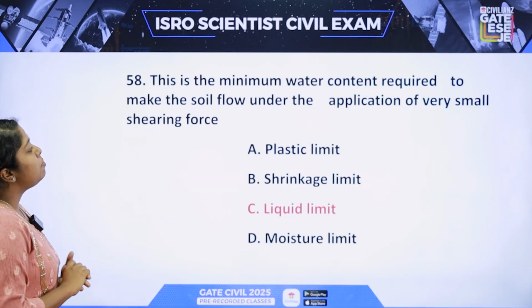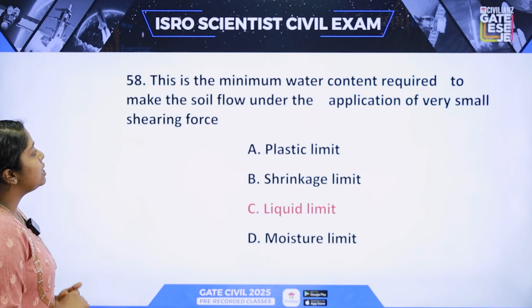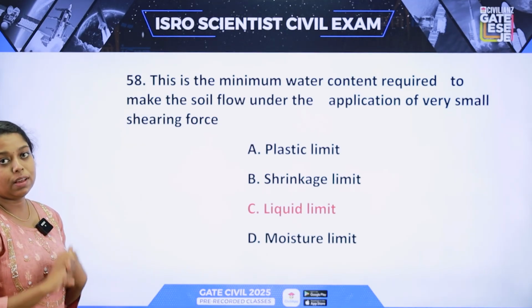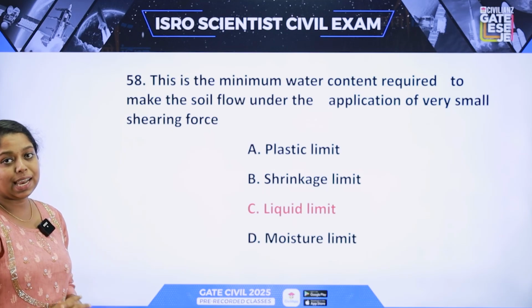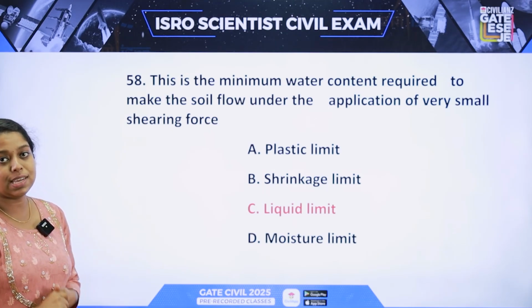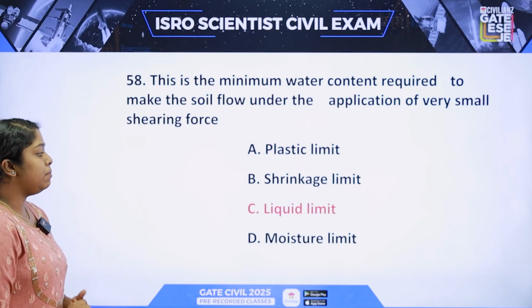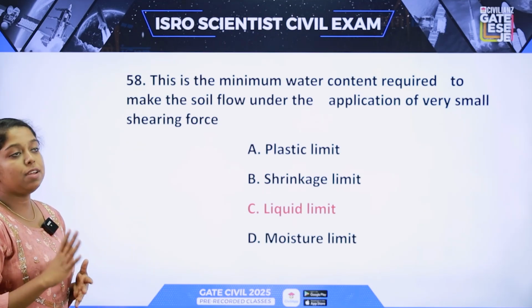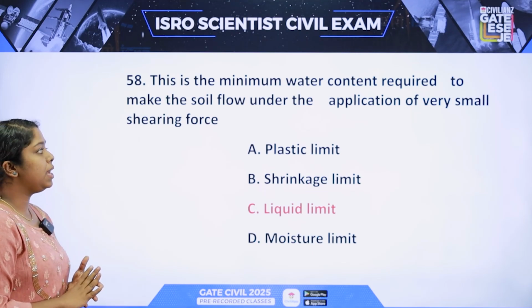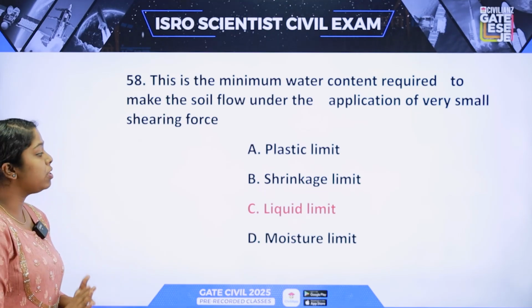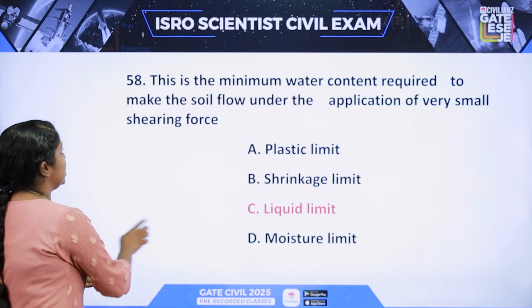This is the minimum water content required to make the soil flow under the application of very small shearing force. This question is from geotechnical engineering. We all know that it is the definition of a consistency limit, that is liquid limit. So the definition of liquid limit is that it is the minimum water content that is required to make the soil flow under the application of very small shearing force. So, option C is the right answer.